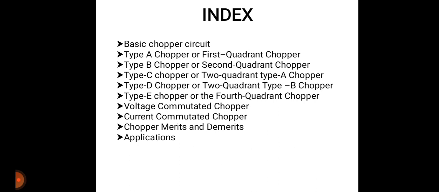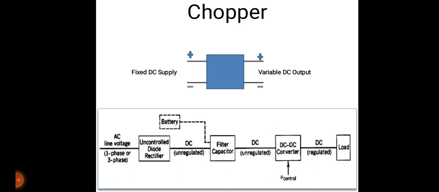Now in this video we will see these points: chopper circuit, type A, B, C, D, E chopper, voltage commutated chopper, current commutated chopper, and its applications, merits and demerits. Before starting the video, we will discuss the basics of chopper.